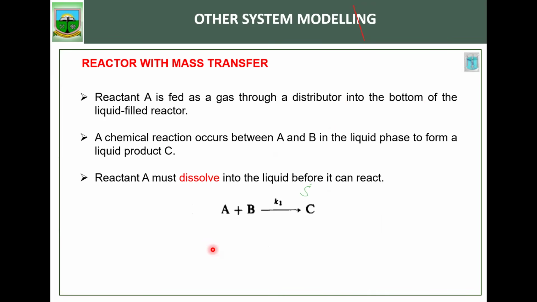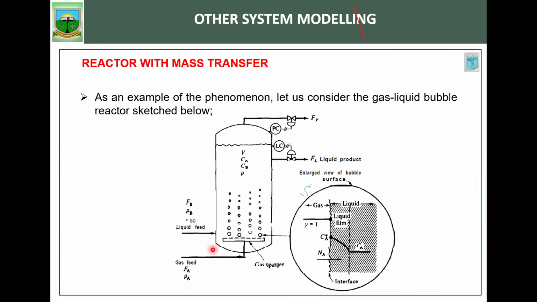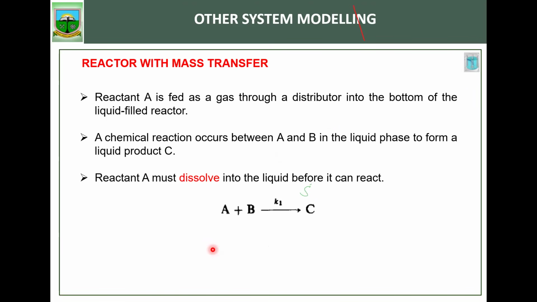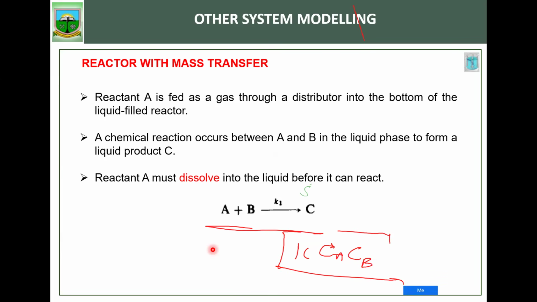Let's draw the reactor a little bit further. We write the assumptions. So we are assuming that you have reactant A, which is the gas, which flows into the reactor and meets up with another reactant, which is B. They react to form a product C. And we are assuming a first order reaction. So the rate is going to be k times the concentration of A times the concentration of B, first order. This is what we have.